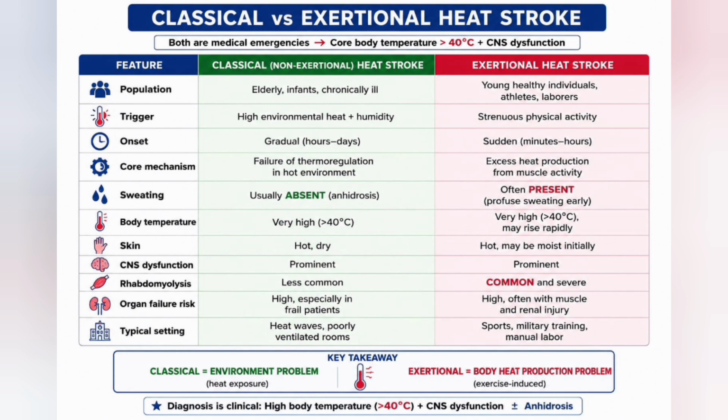CNS dysfunction is prominent in both, and it is classic of heat stroke. And CNS dysfunction is absent in heat exhaustion, which is a major difference between heat exhaustion and heat stroke. Rhabdomyolysis in classical heat stroke is less common, while it is more common and severe in exertional heat stroke. So the typical setting in classical heat stroke is heat waves, poorly ventilated rooms, while in exertional heat stroke it is usually due to strenuous physical activity, sports, military training and manual labor.